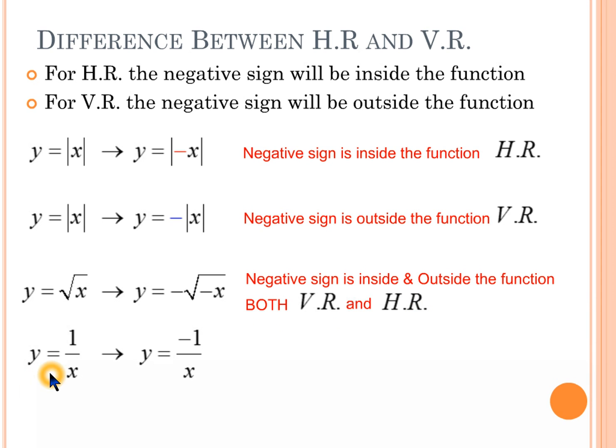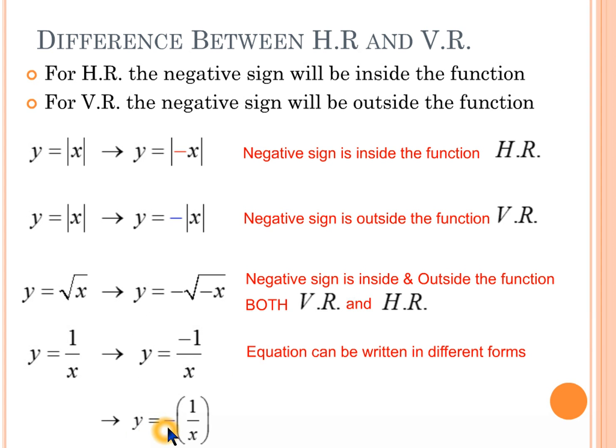And for my last example here, y equals 1 over x. Once it undergoes a transformation, I have y equals negative 1 over x. Now, when you have an expression like this, it could be written in a few different ways. It could be written as y equals negative 1 over x, and it could also be written as y equals 1 divided by negative x, in brackets. So the original transformation and these expressions are actually all the same. So for this example, it could be either a vertical reflection or a horizontal reflection.